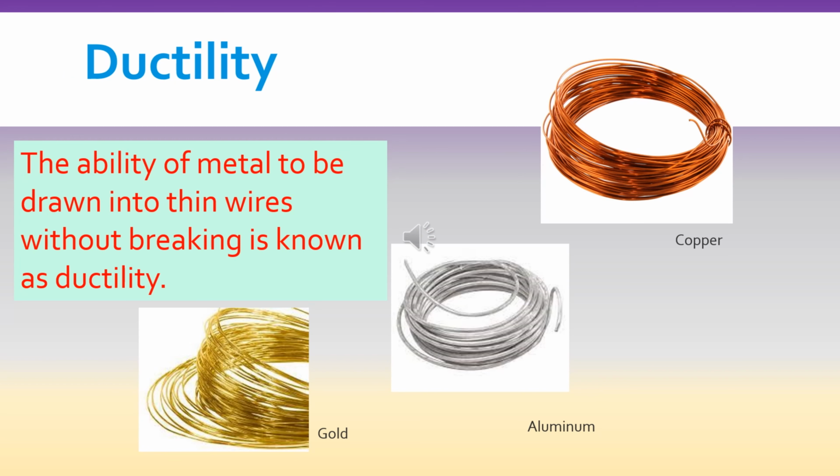Ductility: the ability of a metal to be drawn into thin wires, not into thin sheets. Drawn into thin wires without breaking is called ductility. Ductility means drawn into thin wires. Copper, aluminium, gold and such metals show ductility.